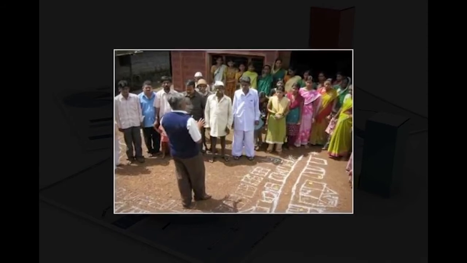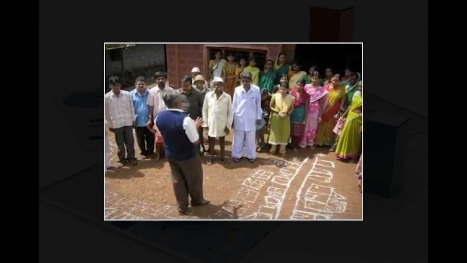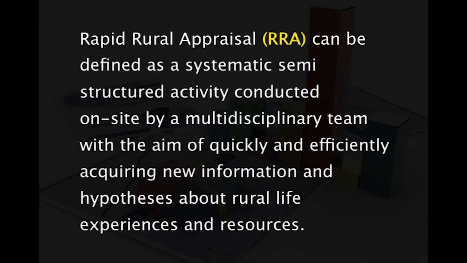RRA techniques are an attractive alternative to conventional survey methods. It is a speedy and action-oriented assessment of local knowledge, needs and potentials with an aim to elaborating strategies to resolve conflicts or investigate specific problems. RRA can be defined as a systematic semi-structured activity conducted on site by a multidisciplinary team with the aim of quickly and efficiently acquiring new information and hypotheses about rural life experiences and resources.